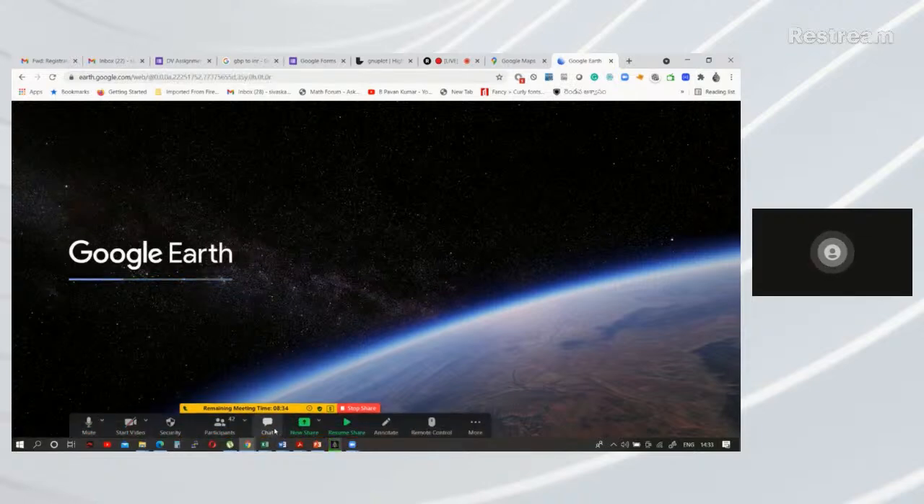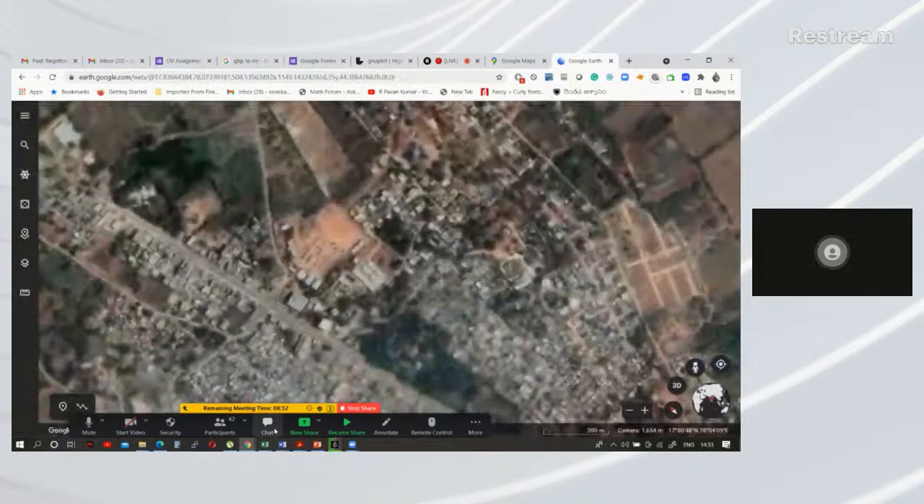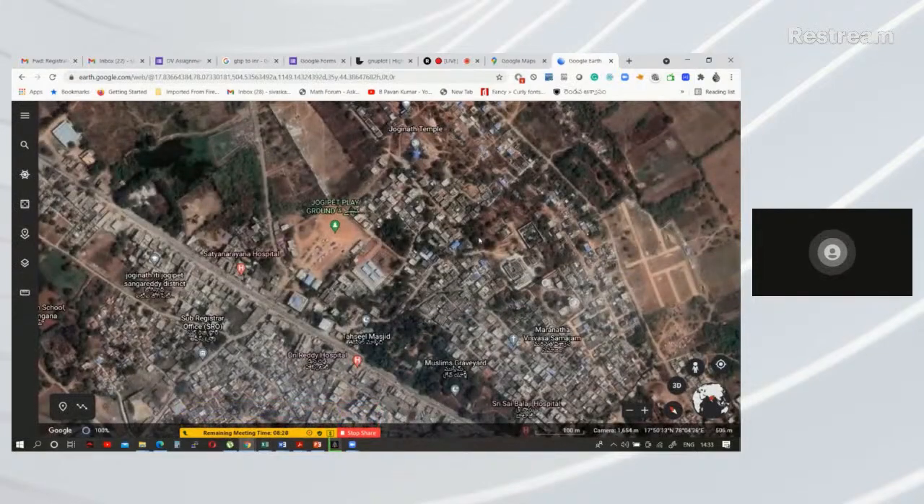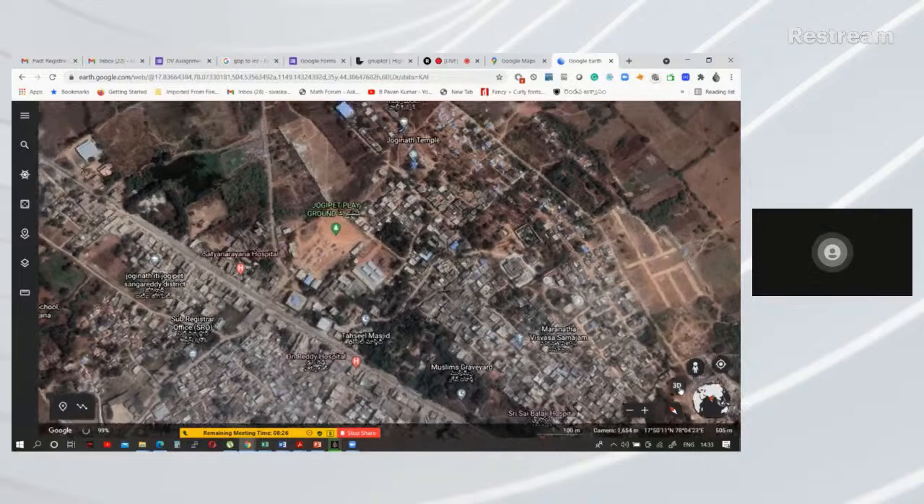For this, I would like to show Google Earth. From Google Earth, we can visualize in a three-dimensional way.